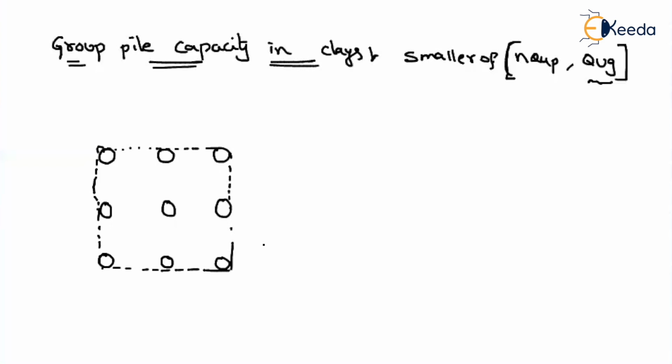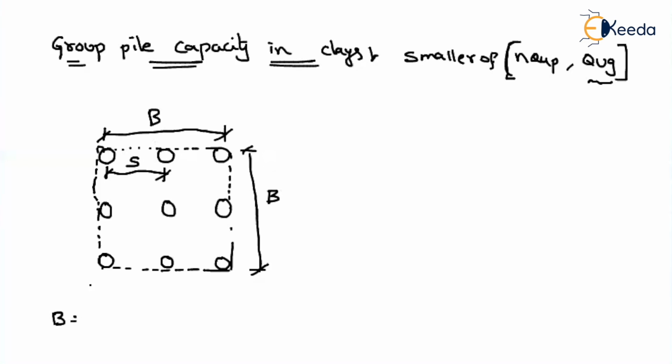In most of the cases, the spacing between the piles, they will keep it as a constant. Let us assume the width of the pile group will be equal to capital B. On the other side also, as we are talking about the square shape. Now, let us assume the center to center spacing between the piles is S. Then what about the width of the square shape?